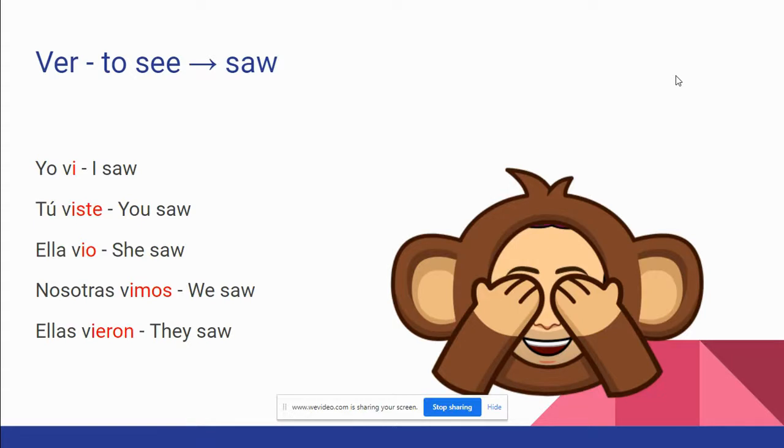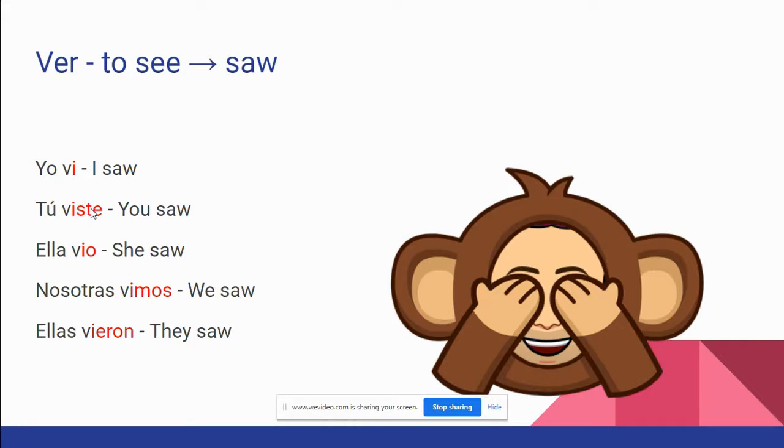Ver means to see. So the past tense of see is saw. Yo vi, I saw. Tú viste, you saw. Ella vio, she saw. Nosotras vimos, we saw. Ellas vieron, they saw. You'll notice the verb endings are the same as dar.